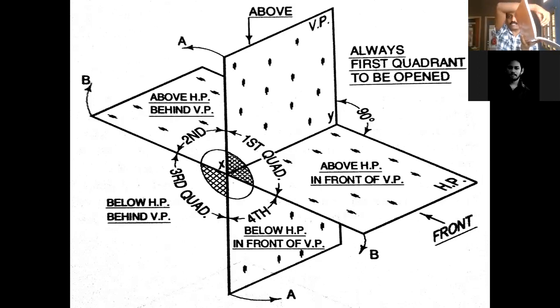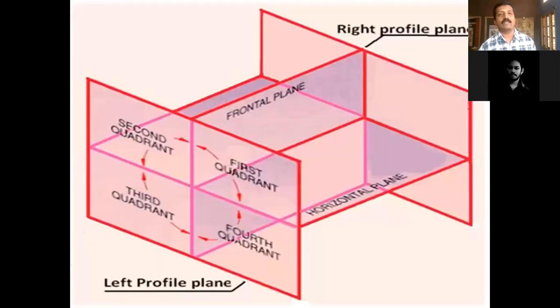Can you see the object which is placed here? You cannot see that. So that's why we assume that the planes are transparent ones. Then only you can see all the quadrant objects without changing their position. And even coming to the next slide here.